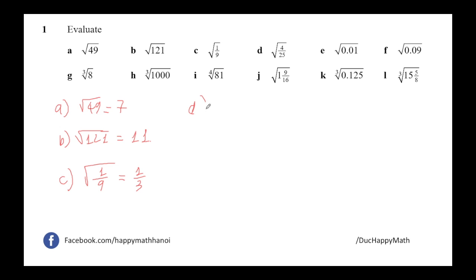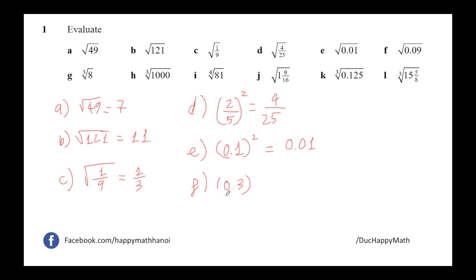Go on. Question D, 4 over 25. The answer is 2 over 5, because 2 over 5 squared equals 4 over 25. And E, that is 0.1, because 0.1 squared will be equal to 0.01. And in the same way with F, you get 0.3, because 0.3 squared is equal to 0.09. Okay, how about the cube root?